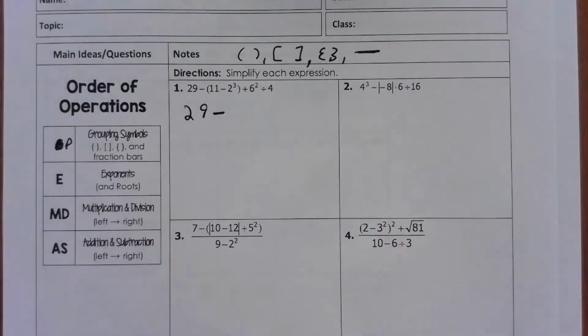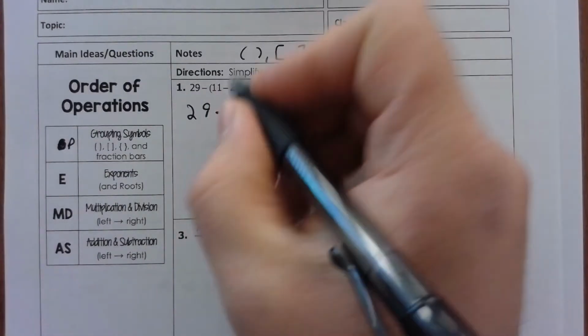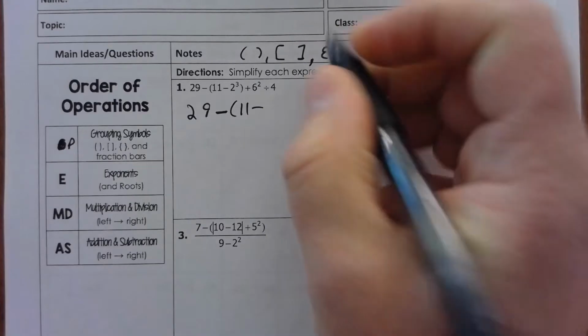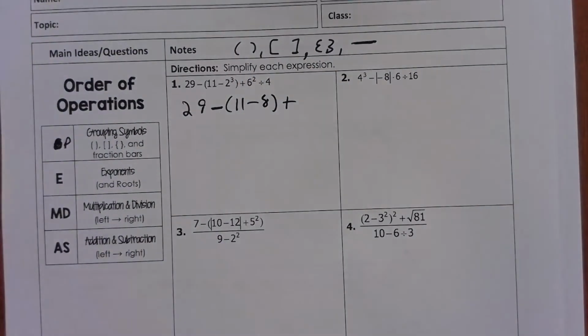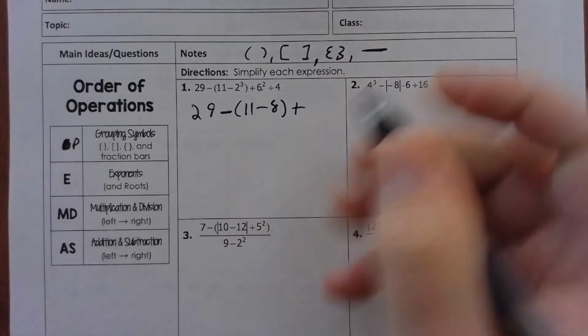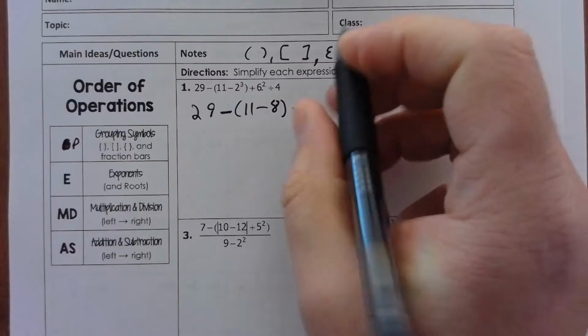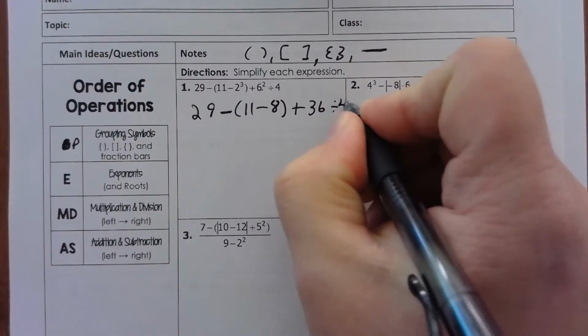So I always just write it down. If you try to do all this in your head in one big step, unless you've got a really good memory, you're probably going to make some mistakes. So just write it down. Paper's free and pencils are free too in here. So 11 minus 8, and then plus, and I'm going to go ahead and deal with this exponent. All right. So 6 squared is what? 36, and then divided by 4.